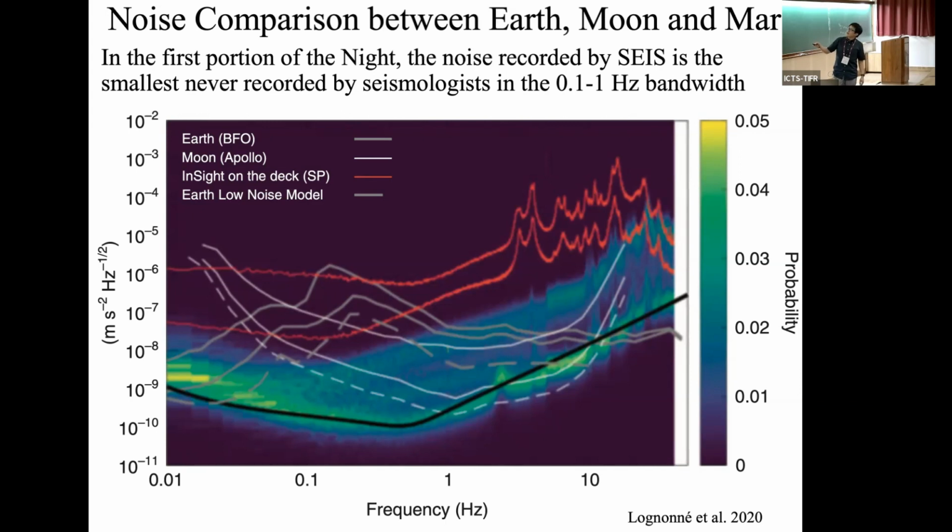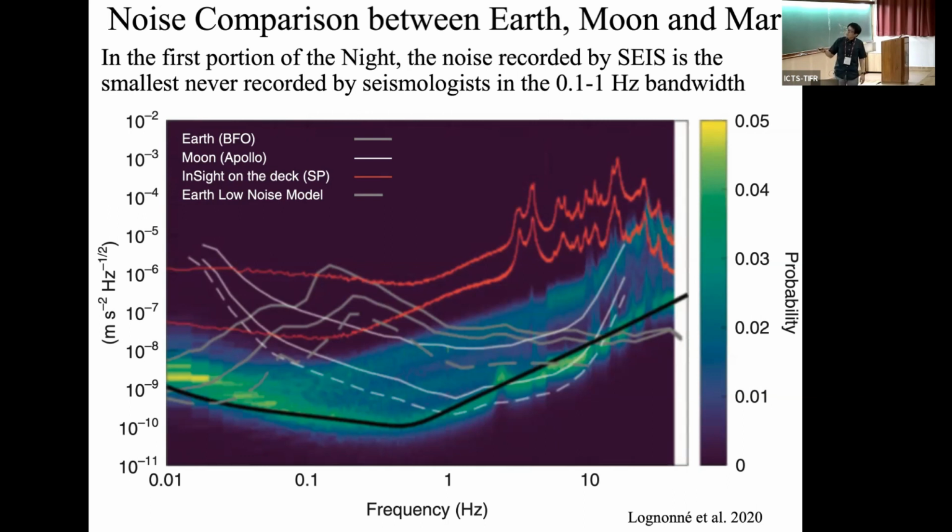And finally, I will come to this white line, which is the noise I get from Apollo. So this is the highest, noisiest part, and this is the quietest part. So the first thing we can see is that at this frequency band, 1 to 10 Hz, we are almost competing with InSight, which is the quietest observation we ever made with a seismometer.